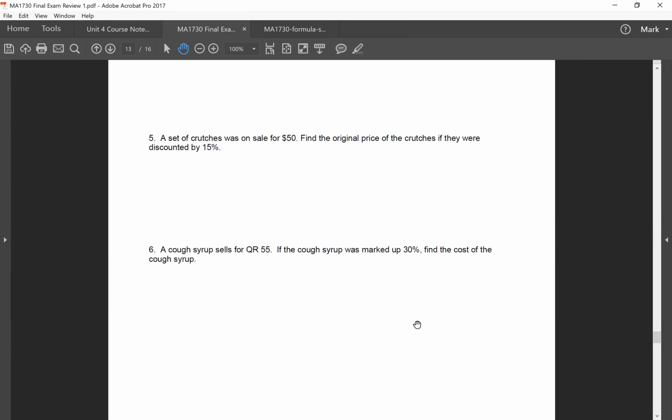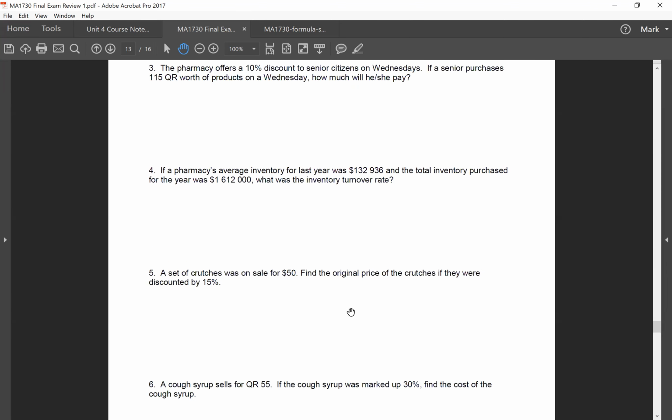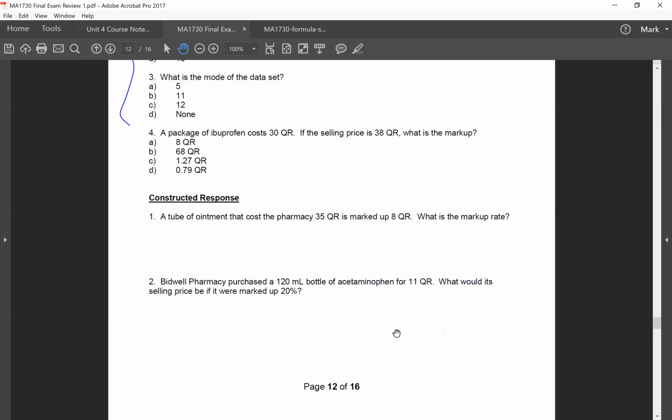Okay, hold on. You have two short answer questions from chapter 4. This one, well, like this one. Obviously, there'll be different numbers, so it'll be like this one. Bidwell Pharmacy purchased 120 bottles of acetaminophen for 11 reals. What would its selling price be if it was marked up 20%? So something like this. We did this yesterday, so you would find out what 20% of 11 is.